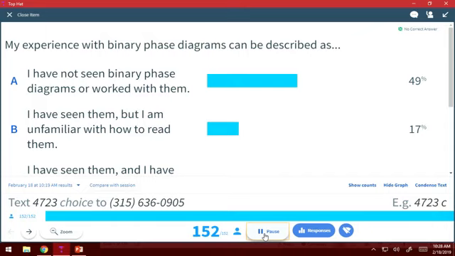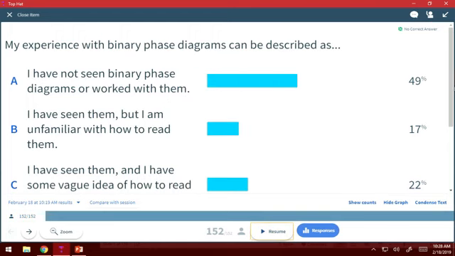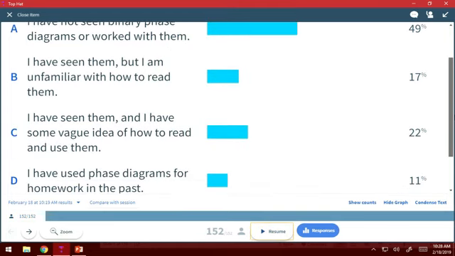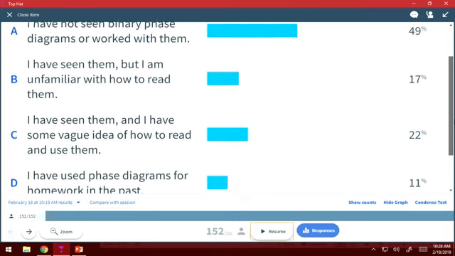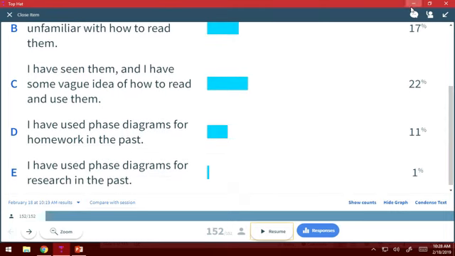Okay. All right, let's get started then. All right, everybody's logged in, so I'll pause it. About the same. So I would say the majority of you are not really familiar with binary phase diagrams. Okay. That's good to know.